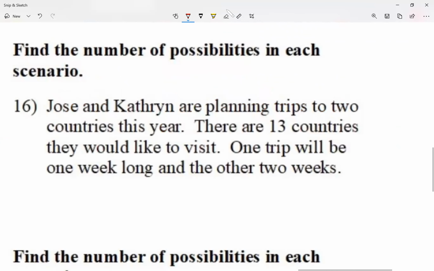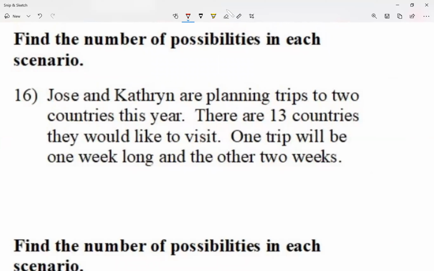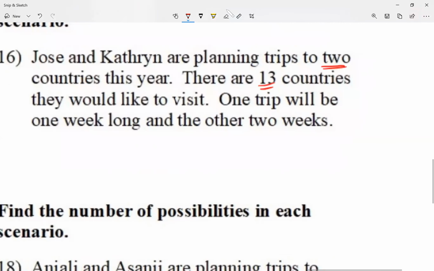Now here, number 16, find the number of possibilities in each scenario. Jose and Catherine are planning trips to 2 countries this year. So they want to go to 2 countries. There are 13 countries they would like to visit. One trip will be 1 week long and the other 2 weeks. So there's 13 countries they can choose, but they're only going to go to 2. Order does matter because on the first country, they're going to spend 1 week, and on the second one, they're going to spend 2 weeks.